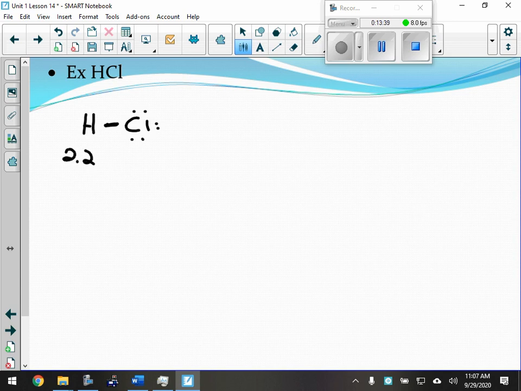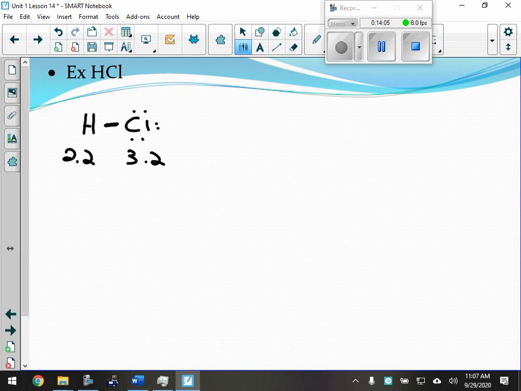This is 2.2. Remember, how do we decide if molecules are polar, or non-polar for that matter? We look at the general formula, AX2, AX3, AX4, or AX2E, AX3E, whatever. But in this case, we don't have that, so I just look at the difference in electronegativity here. And help me out here. I think chlorine's 3.2, is that correct? Okay. So which one is the partial negative?